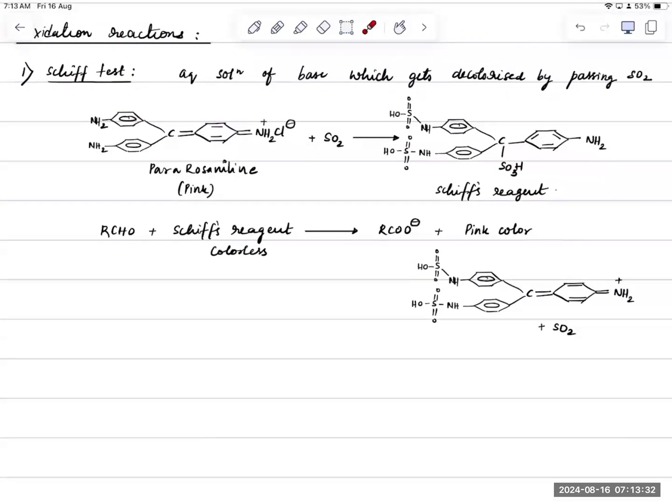So remember, Schiff's test is observed for all types of aldehydes. And SO2 has an acidic character. So unlike other cases with other oxidizing agents, which we will be learning now, like Tollens and Fehling's and all, which are basic solutions, this one is an acidic solution. Okay, keep that in mind. Done. Next.